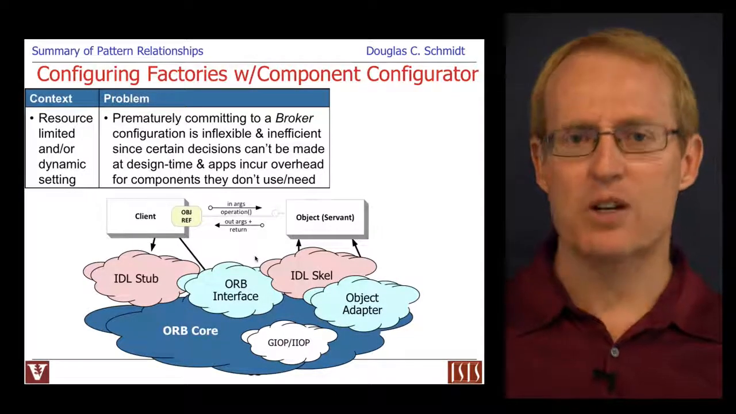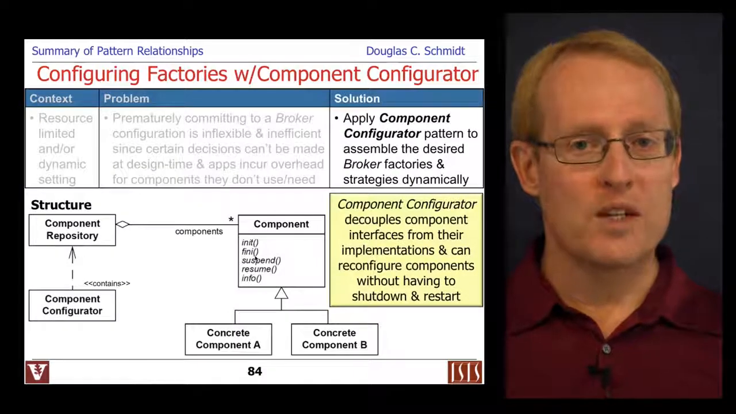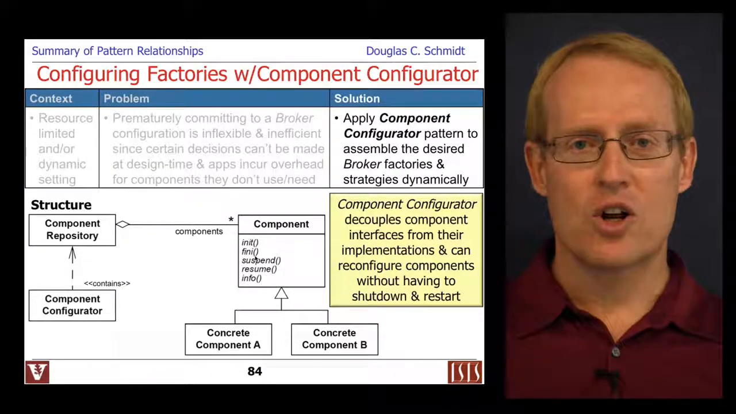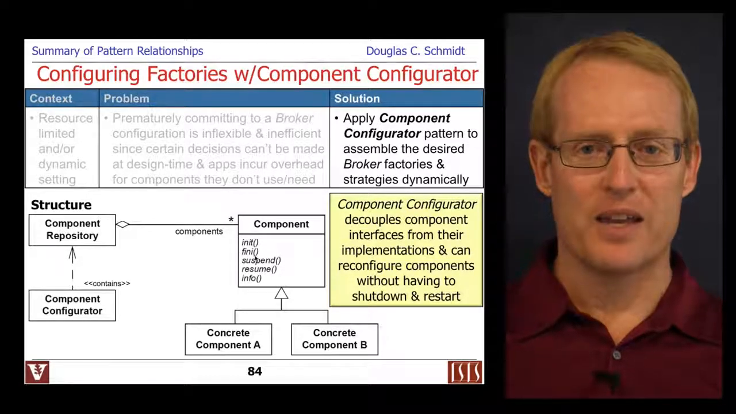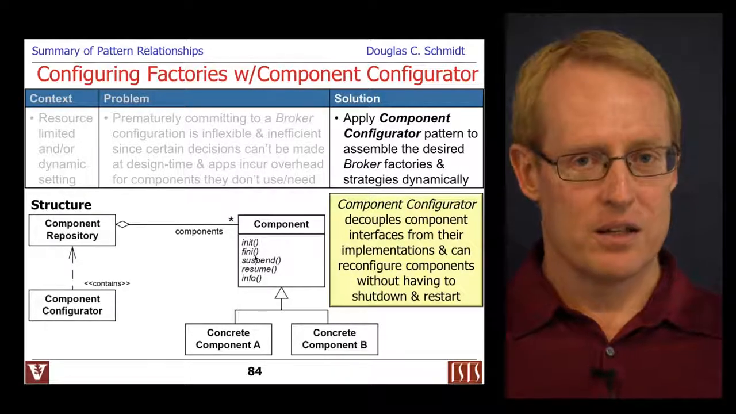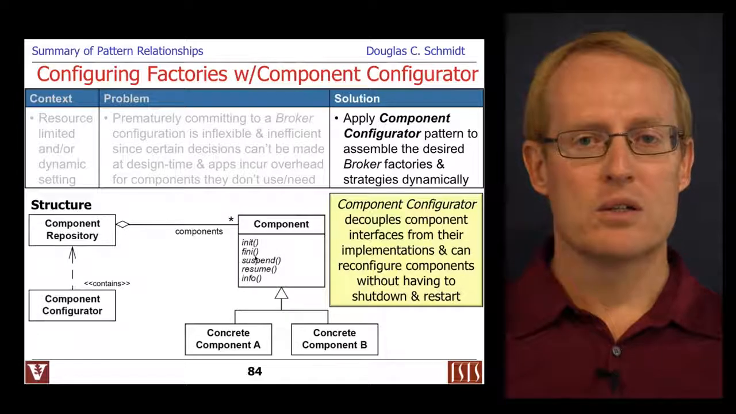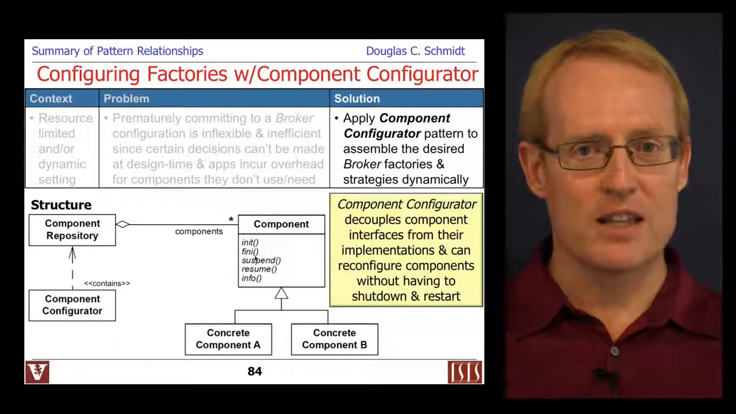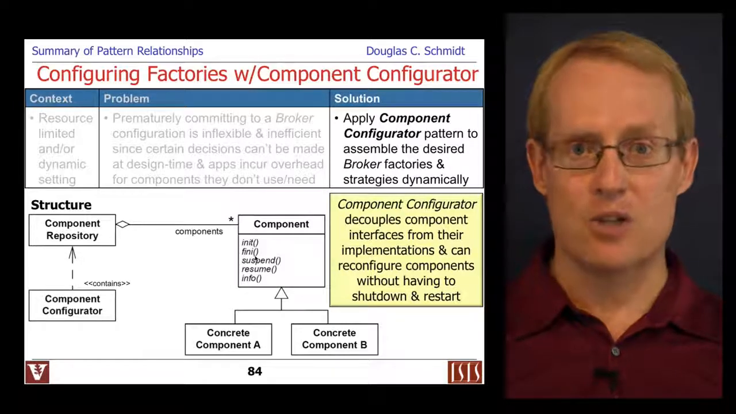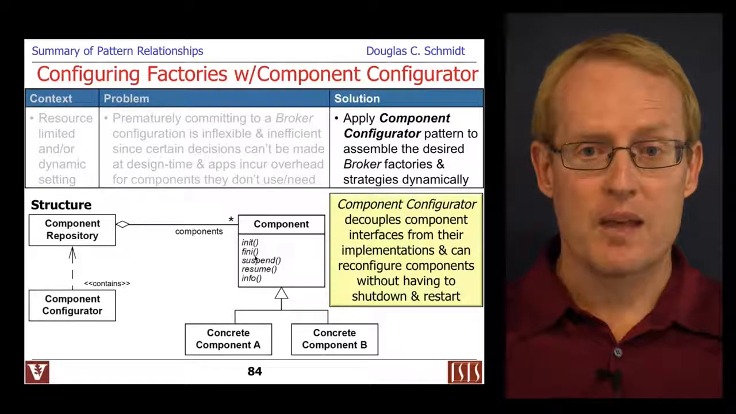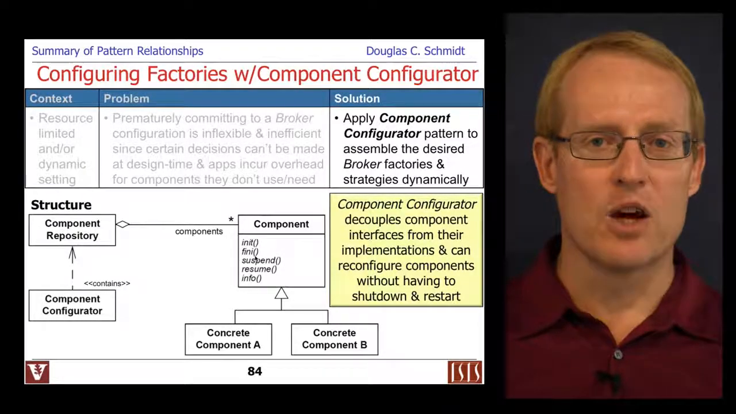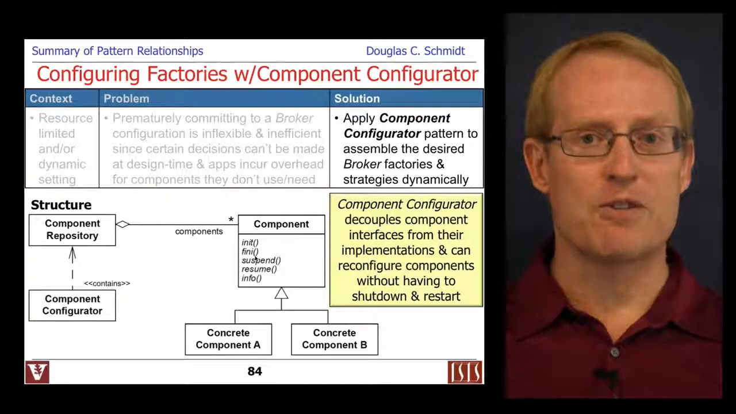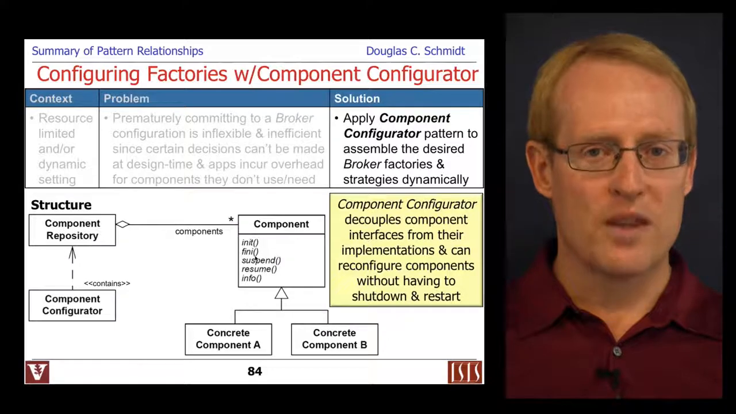So how do we solve this particular problem? Well, what we did is we applied a pattern described in the POSA 2 book called Component Configurator. And we allowed the broker and its strategies and factories to be configured very late in the design cycle, either at startup time or even at runtime. And it was able to dynamically load and configure the abstract and concrete factories and strategies when the program began to run.